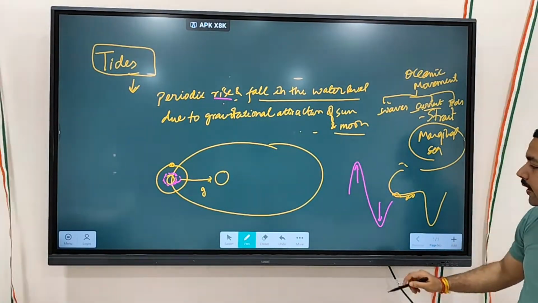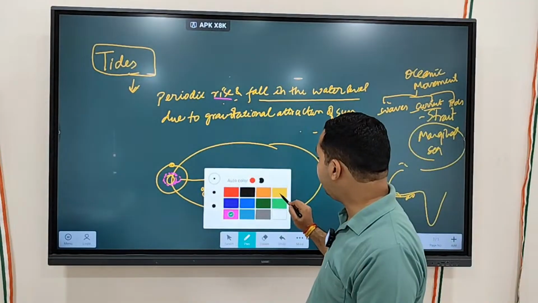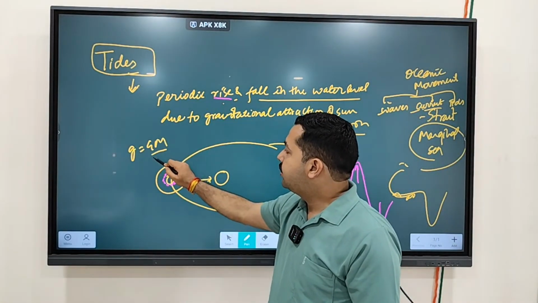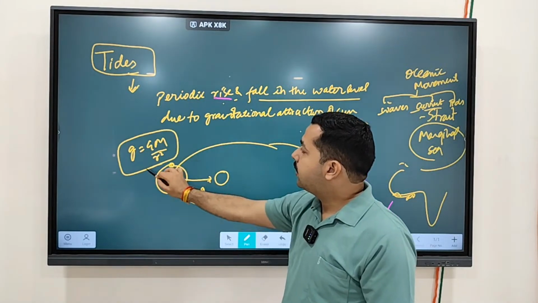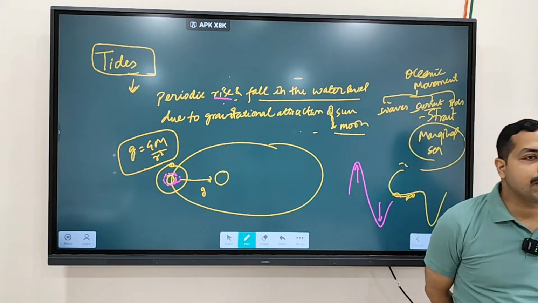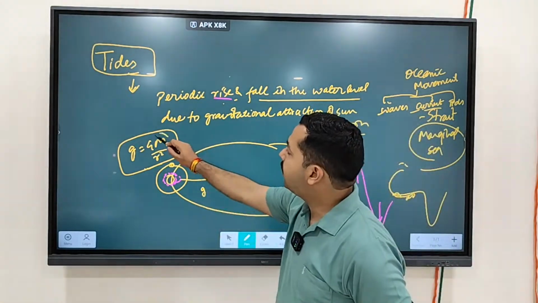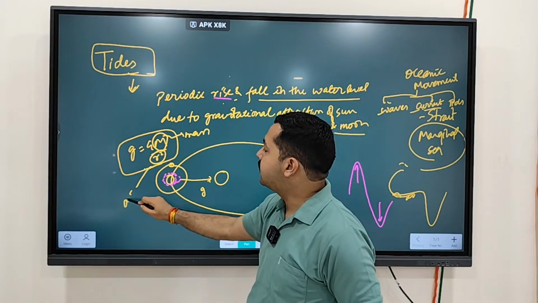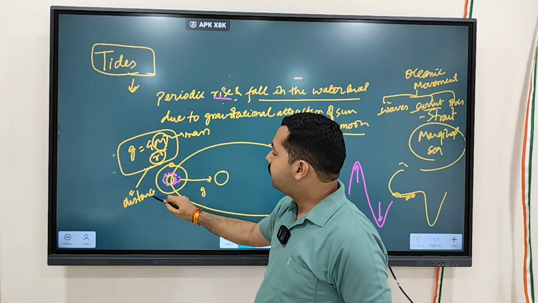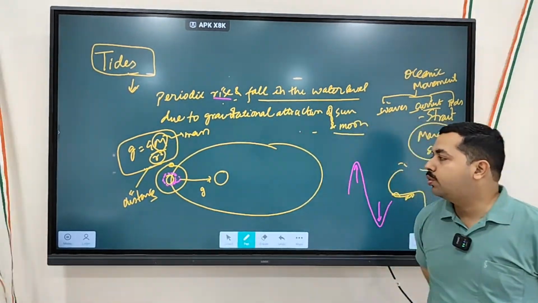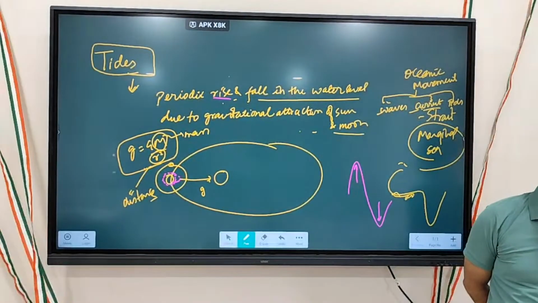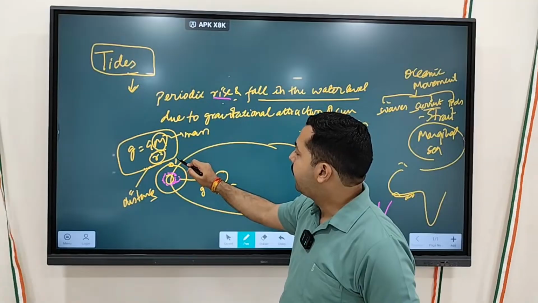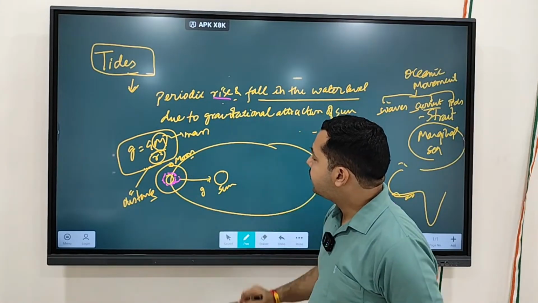Clear? You know that gravity depends upon what? Gravity depends on GM by r square, where M indicates mass, while r indicates distance. So who is at more distance from the earth, the sun or the moon? The sun is at more distance.